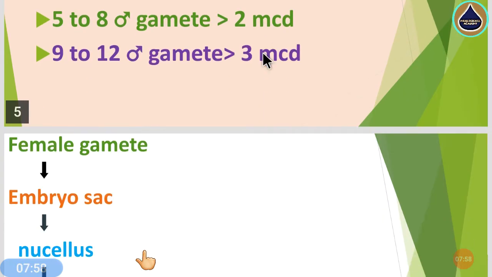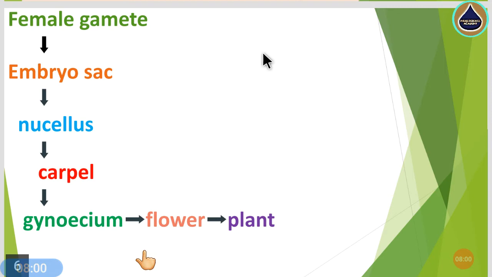Now we'll go for the female gamete. Earlier I explained about the male gamete, how it is formed, where it is formed, and how many cell divisions are needed. It is now clear that 4 male gametes from the 4 pollen grains are formed by one meiotic cell division from the pollen mother cell. Now we'll see how the female gamete is formed and where the location of this female gamete is.